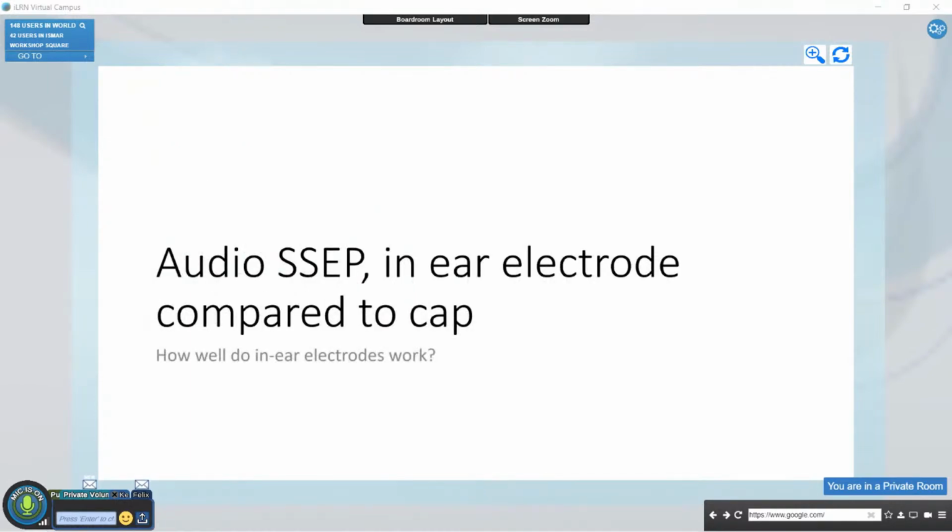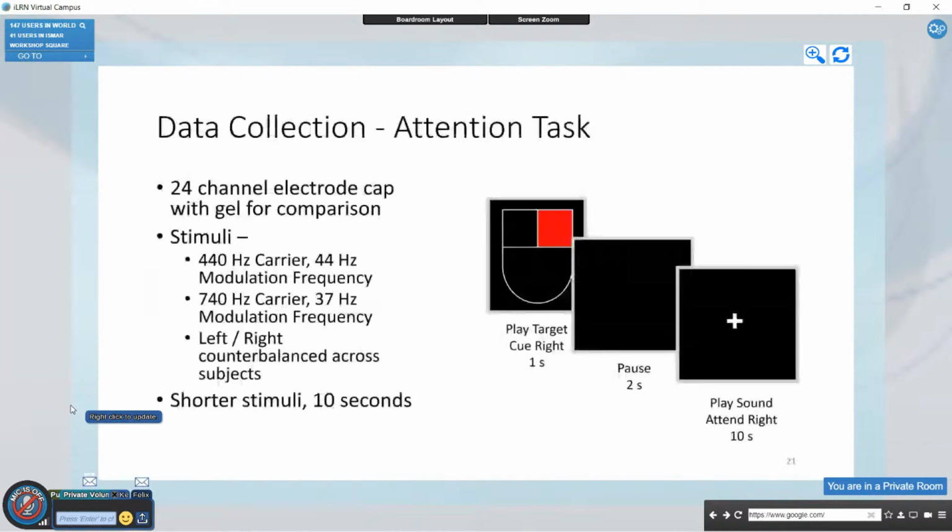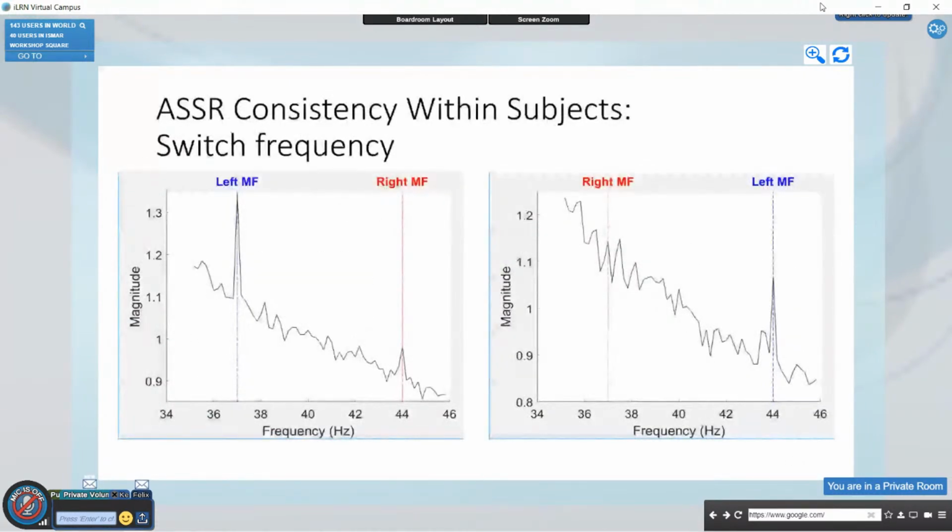So the first question we had was, in-ear electrodes I think are very exciting, but do they really work, right? And I'm sure some of you have experience with that and can probably know much more than I do. We did a very preliminary experiment where we play a target cue on one side, on the right or the left, and play a 10-second stimulus, and then ask the subject to attend to one or the other.